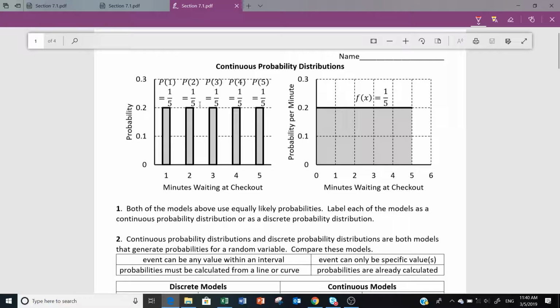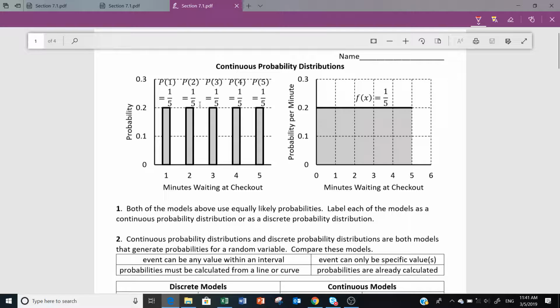So we could even be more inclusive than that. We can say we might wait anywhere from 0 to 5 minutes. Technically, we could wait 30 seconds. We could wait a minute and a half. We could wait 2 minutes and 25 seconds. So one of these is a continuous probability distribution, and the other one is a discrete probability distribution.